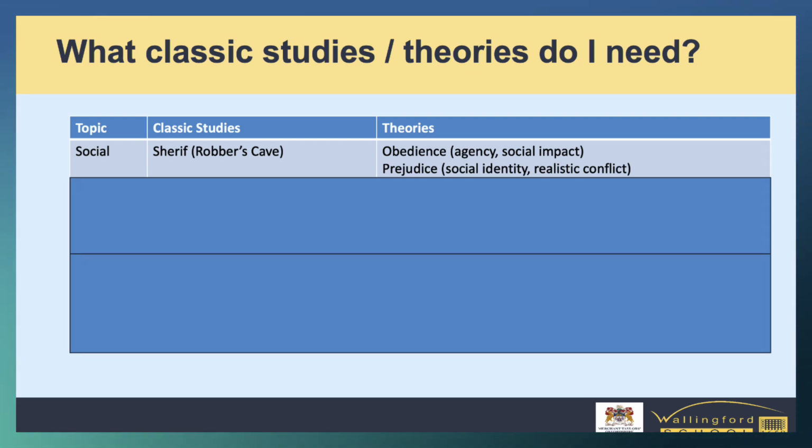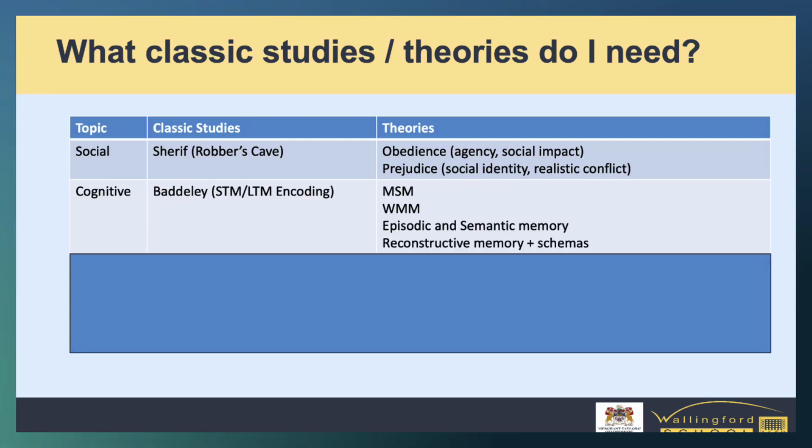For the theories, you want to look at obedience and then prejudice, so agency, social impact, social identity theory, realistic conflict theory. For cognitive psychology, you are looking at Baddeley. And again, as with Sherif, you really want to make sure you know this study inside out, back to front. You need to know your AO1 in lots of detail. You need to know your AO3 really, really well.